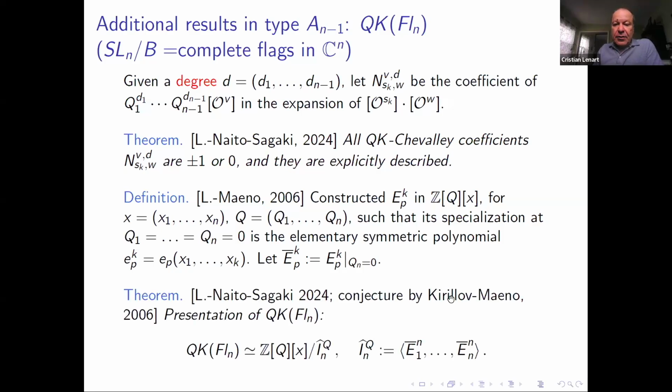Then there was an old conjecture of Kirillov-Maeno about the presentation of the quantum K-theory of the type A flag variety as being the quotient of this polynomial ring in X and Q by the ideal generated by these elementary symmetric polynomials E1 through E_{n-1}, and we use the version with the bars. So this now was proved, also based on the Chevalley formula. As I said, the Chevalley formula allows us to derive lots of other interesting results.